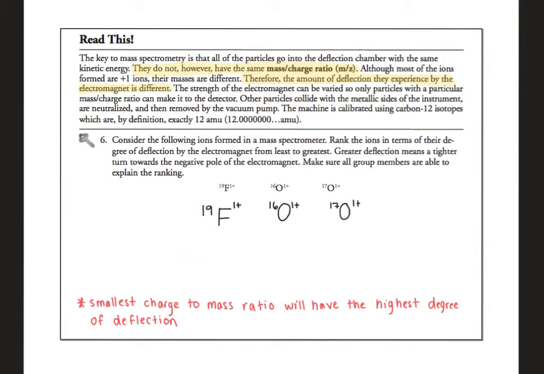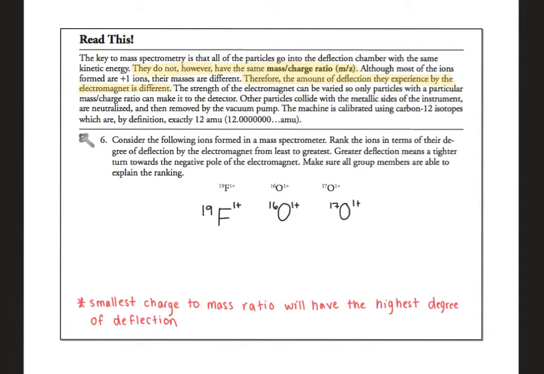The strength of the electromagnet can be varied, so only particles with a particular mass to charge ratio can make it to the detector. Other particles collide with the metallic slats of the instrument. They are neutralized and then removed by a vacuum pump. The machine is calibrated using carbon-12 isotopes, which are, by definition, exactly 12 AMU.